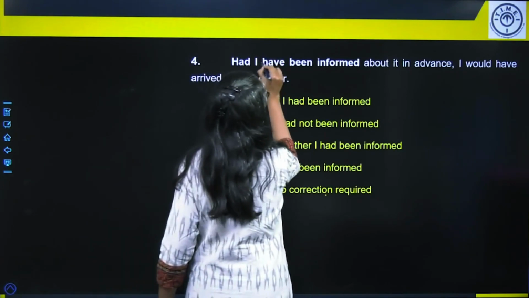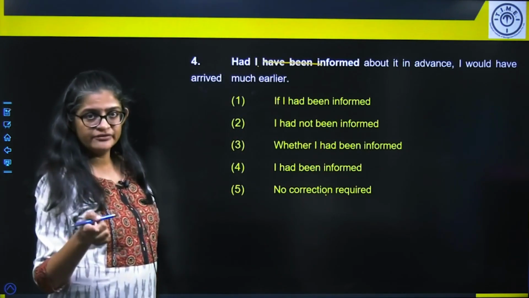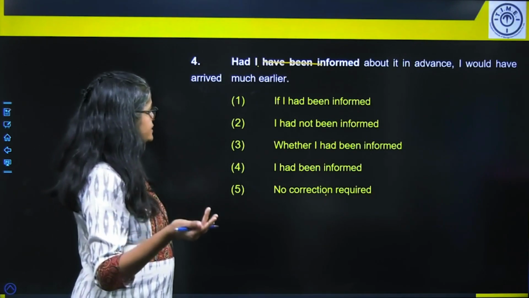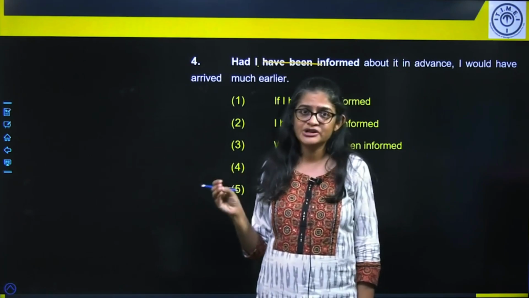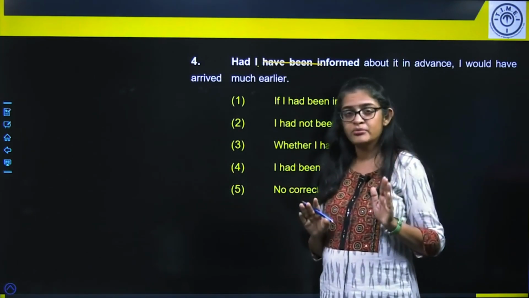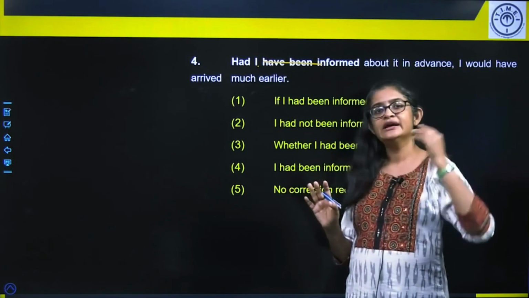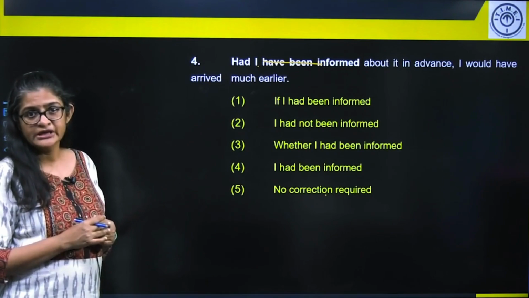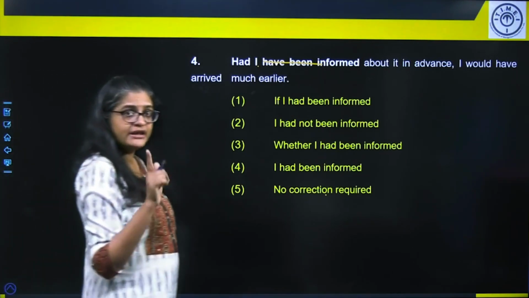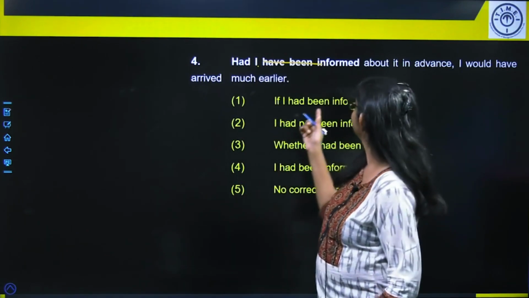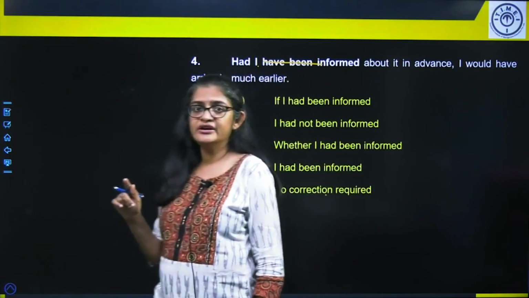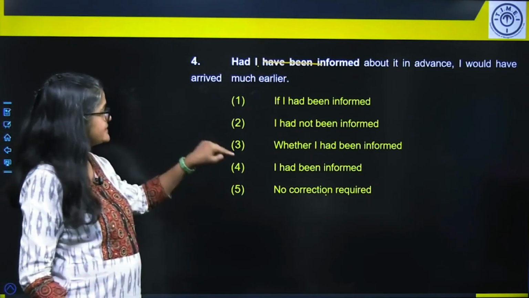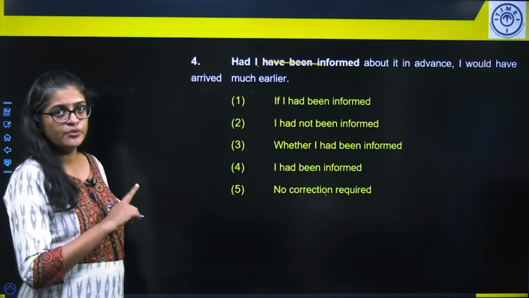Had I been informed about it in advance. Had I means if I had been. Had I been informed about it in advance, I would have arrived much earlier. Now, I am not getting into very complex grammatical terms. You don't need any of that. This is a situation where we are talking of a hypothetical event. You did not inform me earlier. If you had informed me earlier, I would have come earlier. Right? So, what is the situation? Had I been informed about it in advance? But that option is not here. So, let us see what is the correct option from what we have here.